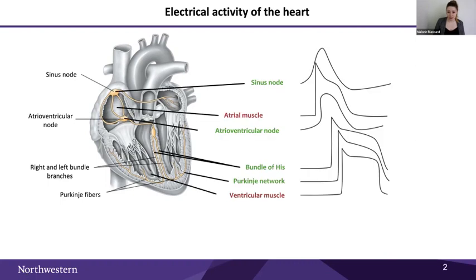So what is the electrical activity? It's made of action potentials. Depending on where you are in the conduction system, the shape of the action potential is different. For example, the atrial muscle action potential is shorter than the ventricular one, and that's the one I'm more interested in for this talk.